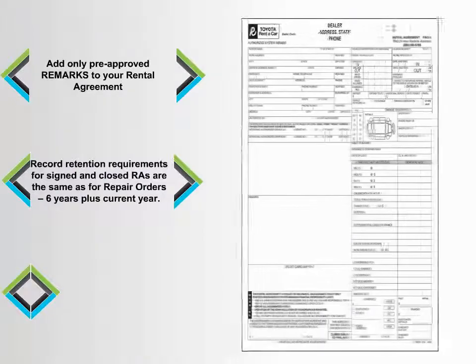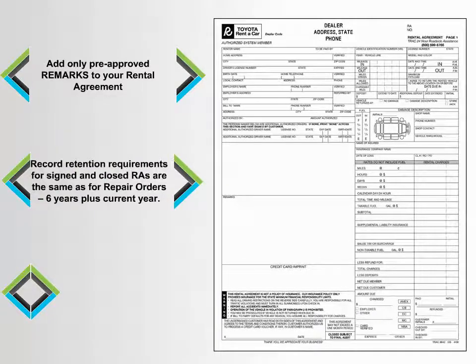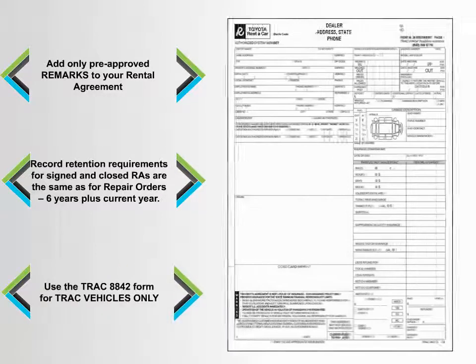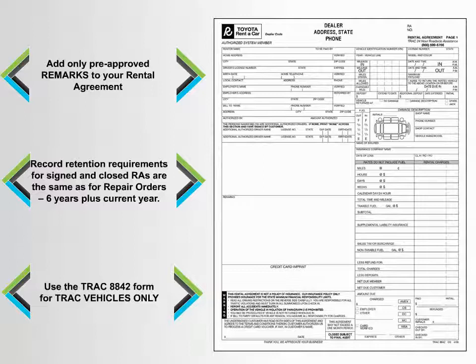Proper retention of your Trac rental agreements is imperative, as you may be asked to provide a rental agreement that is several months or even years old for claim purposes. Record retention requirements for open, signed rental agreements are the same as for service repair orders, 6 years plus current year. Only enrolled Trac vehicles should be rented under the Trac rental agreement.